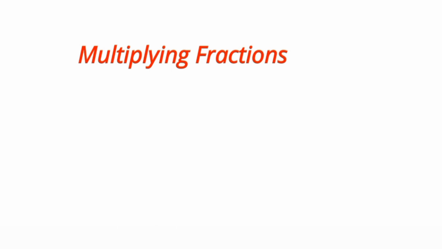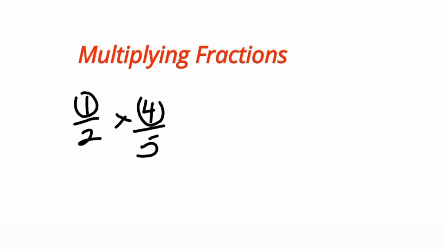Now let's take for example, when you have 1 over 2 multiplied by 4 over 5. What is the first thing you have to do? You have to multiply the numerators, which are 1 and 4. So when you multiply them, you have 4. Then you multiply the denominators, which is 2 multiplied by 5. So this is going to give us 10.